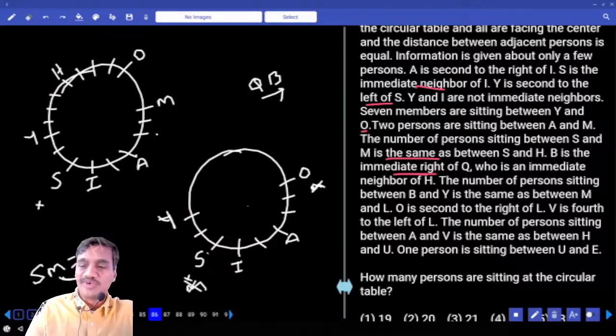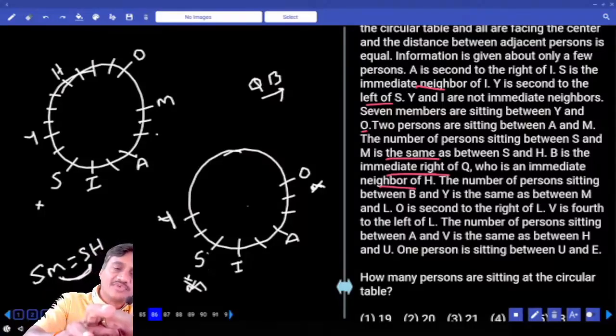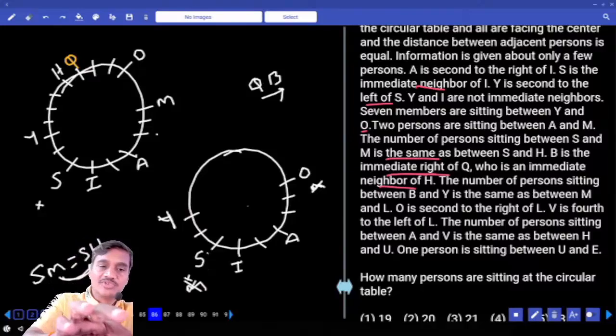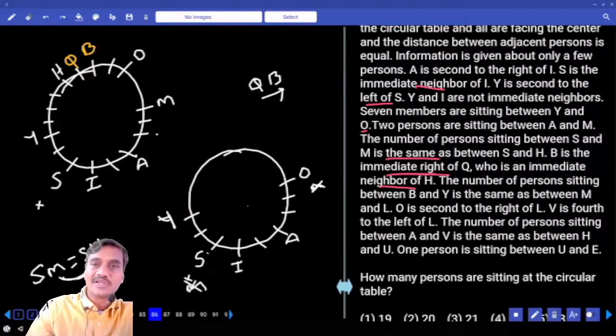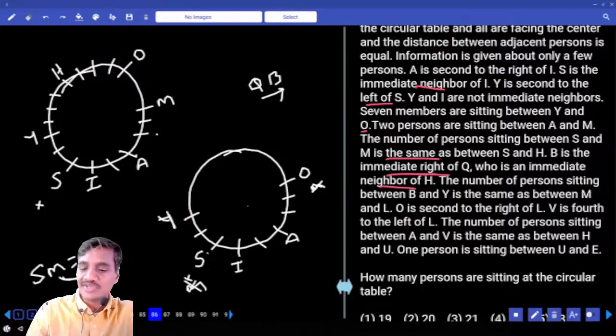Only one possibility. One possibility ఎక్కడ వస్తుందండి? B is the immediate right of Q అన్నా. Q కి immediate right లో B ఉండాలి. And Q who is an immediate neighbor of H. Q ఇక్కడ ఉంటే immediate right ఎవరు రావాలి? B రావాలి. కానీ అక్కడ H ఉన్నాడు, వస్తుందా? రావట్లేదు. ఇమీడియట్ లెఫ్ట్ వస్తాడు అక్కడ.